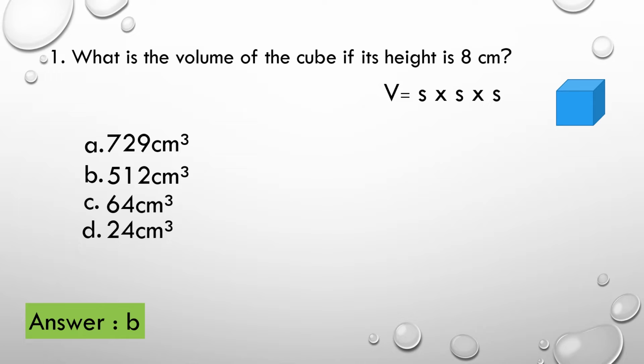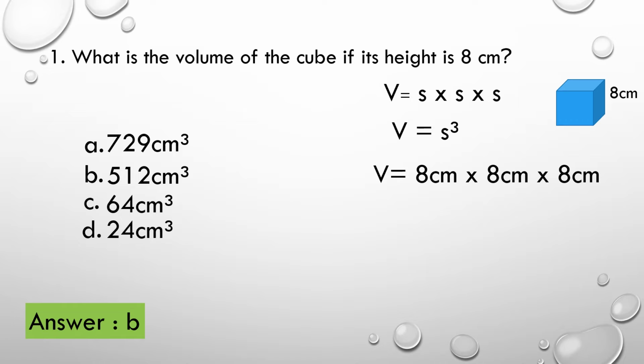Since here in the given figure, which is a cube, the length, the width, and the height are all the same, we can simply say that it is s times s times s, or s cubed. So what is the given here? 8 centimeters. Therefore, it is 8 times 8 times 8. And that is equal to 8 times 8, 64, and that times 8, that is 512. And then the unit should be cubic units of centimeters, so it means cubic centimeters. So that is letter B.